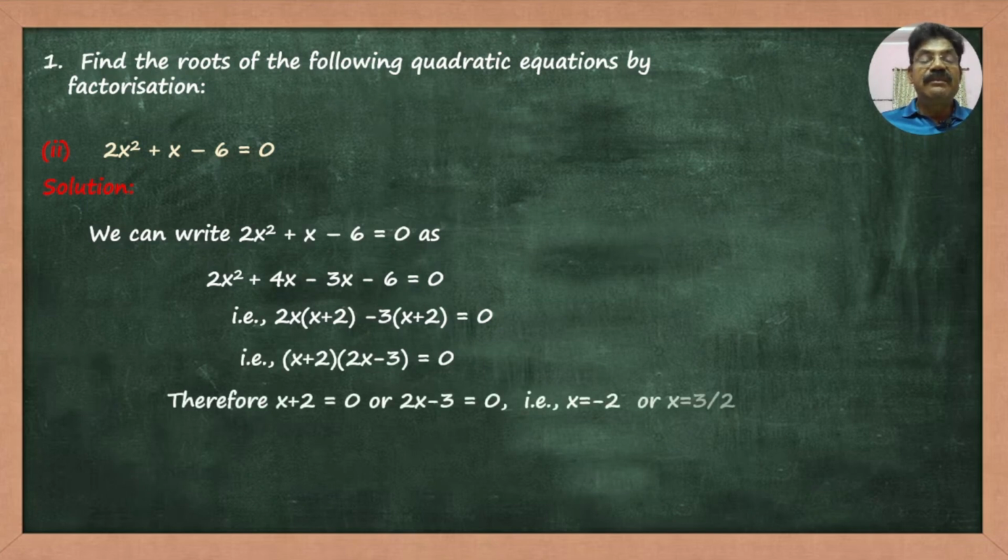So, when you equate them individually to 0, you get x is equal to minus 2 and x is equal to 3 by 2. Therefore, the roots of 2x square plus x minus 6 equal to 0 are minus 2, 3 by 2.